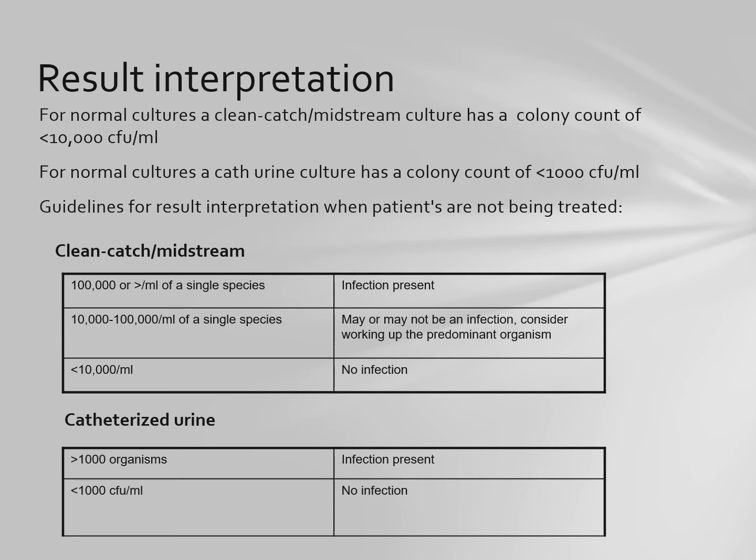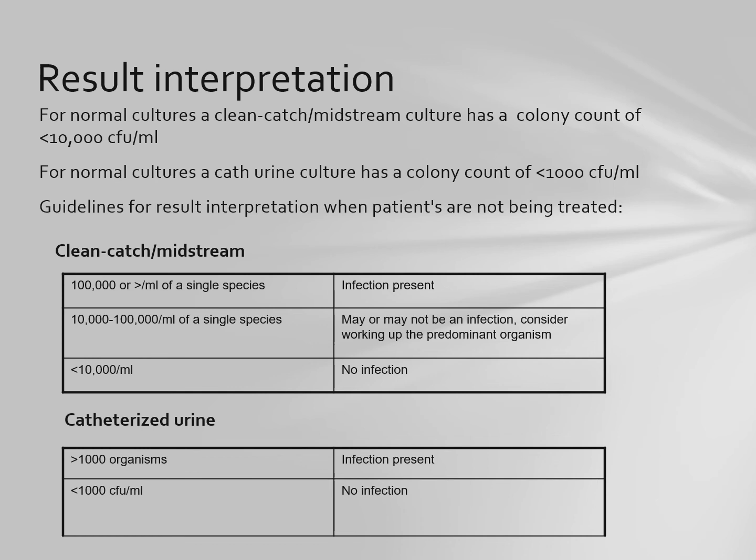So if you take a look at those charts there, you can see in a clean catch midstream, anything over 100,000, you have a definite infection. If you have a colony count of 10,000 to 100,000, you may or may not have an infection, but we do want to consider working up the predominant organism. And by working that up, I mean identification and susceptibility. If you have a colony count of less than 10,000 colony forming units per mil, there is no infection and we don't do an ID or susceptibility.